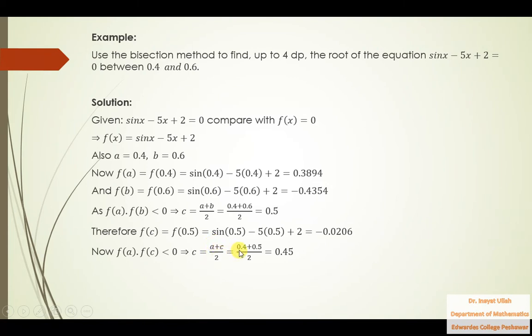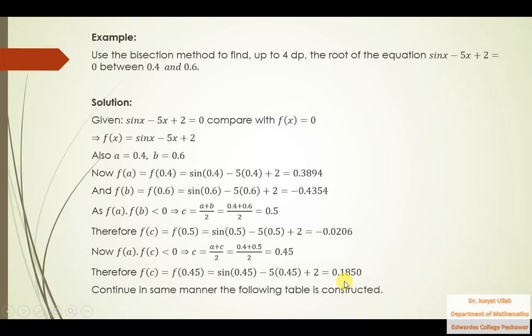A is 0.4 from there, and c is 0.5. So (0.4 plus 0.5) by 2 is 0.45. Now again this is c, put this c in the given function. So f of c will be equal to f of 0.45, that is sine of 0.45 minus 5 into 0.45 plus 2, and calculate this value, which is 0.1850.